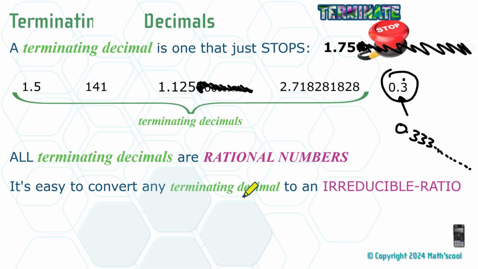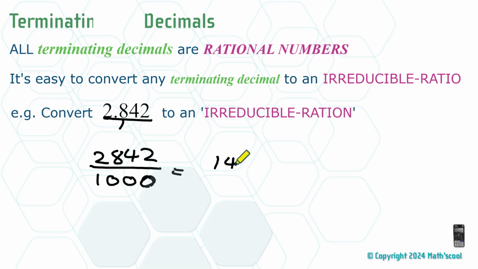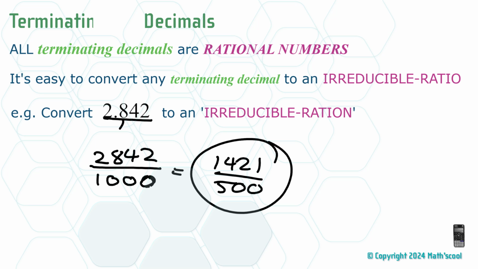All terminating decimals are rational numbers. They can be written as fractions. They can be written as irreducible fractions. So if I want to write this as an irreducible fraction, I'll move the decimal 1, 2, 3 places. So 2, 8, 4, 2. And then if you imagine that as being over 1, and I move the bottom decimal 3 places as well, it'd be over 1,000. And you can cancel that down: 1,421 over 500. And that's the cancelled down fraction that equates to that.